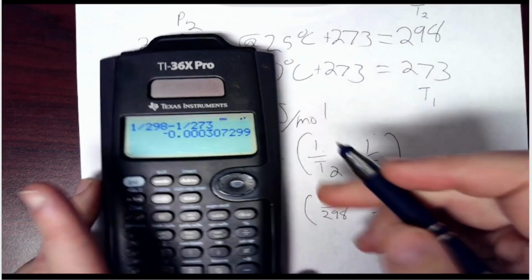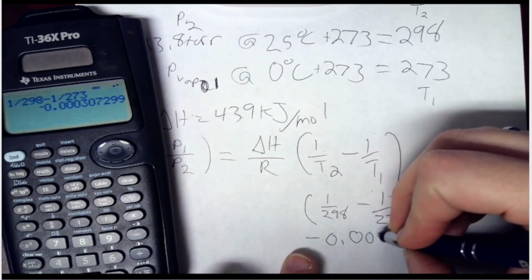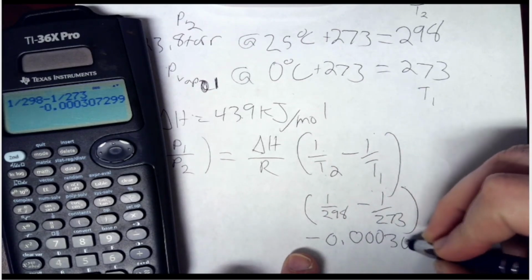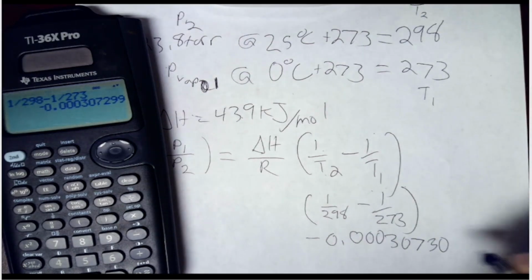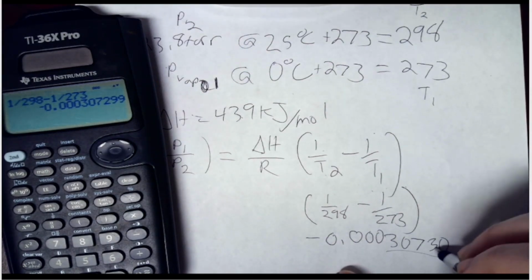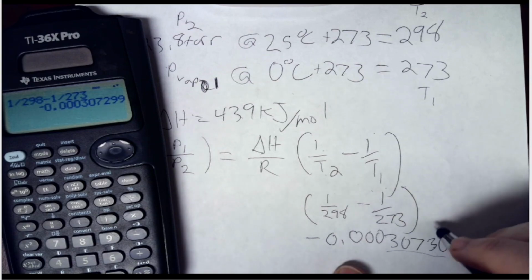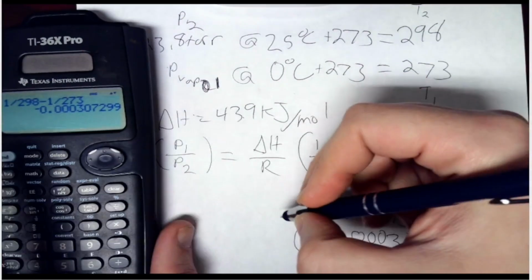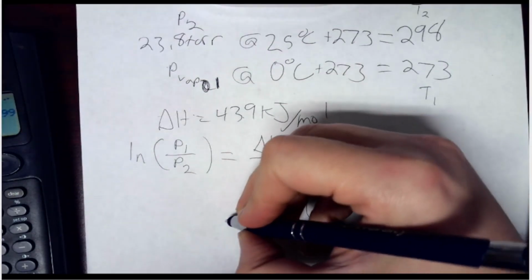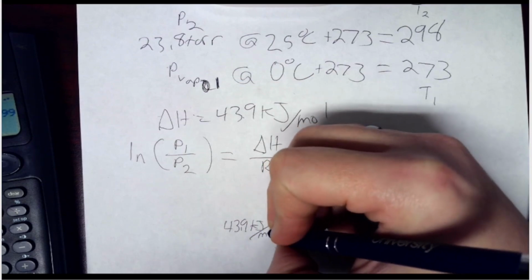Because we will be dealing with a very small number. So this is negative 0.000307. I'm going to say 30. I think that's safe. That's 5 sig figs. I probably could have kept 4 sig figs, but 5 sig figs, that's more than safe. Now, that's a negative number. Now our enthalpy is 43.9 kilojoules per mole.